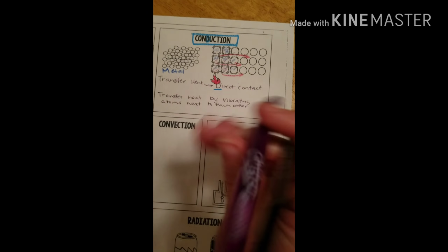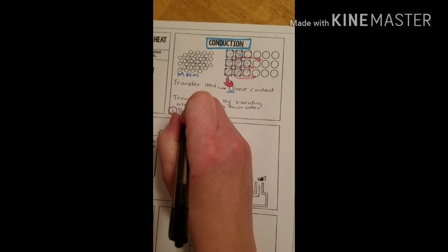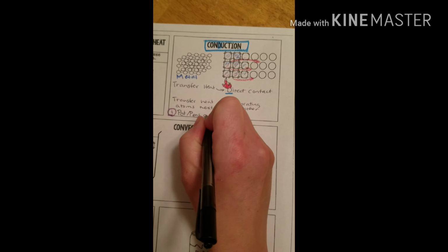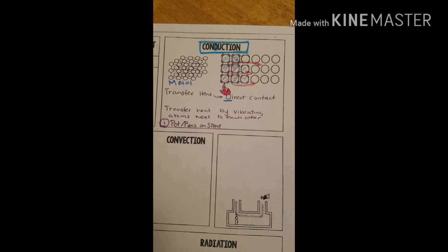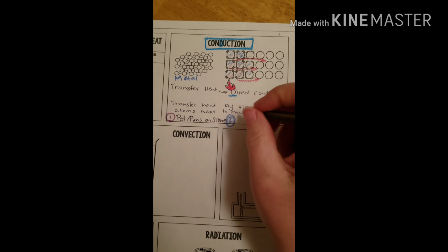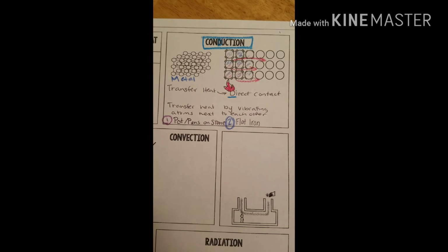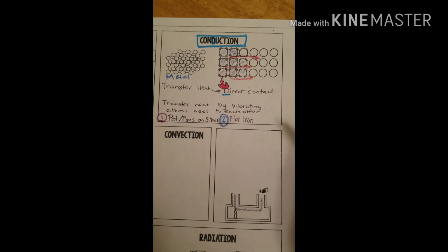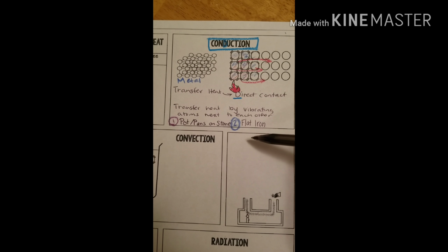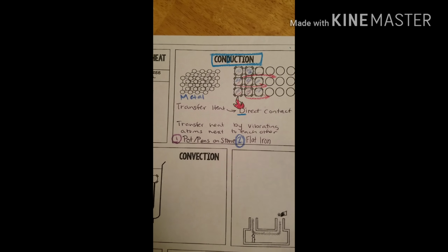So let's give you 3 examples of things that get hot through conduction. Number 1, when I cook, I put my pots and pans directly on the stove, and they get hot that way. Number 2, I use a flat iron, sometimes, not all the time, when my hair is flat. That's through direct contact: I'm touching that hot surface to my hair, and that transfers the heat from the flat iron to my hair.